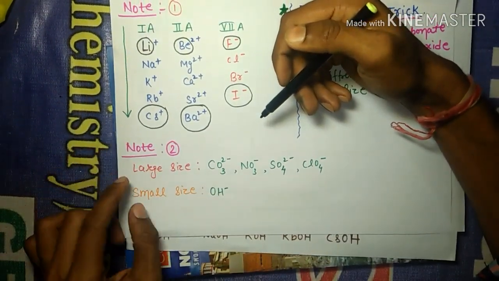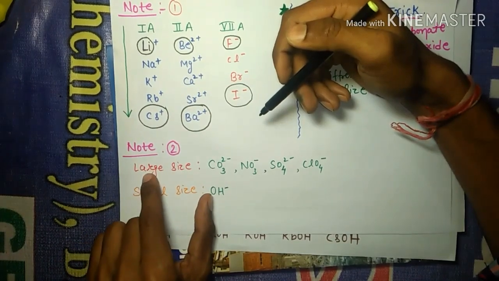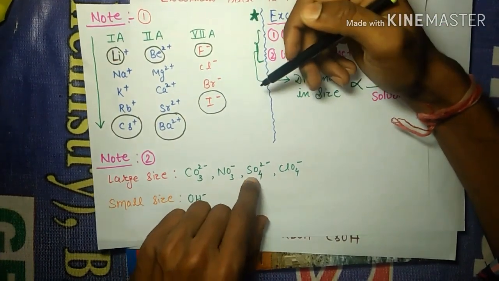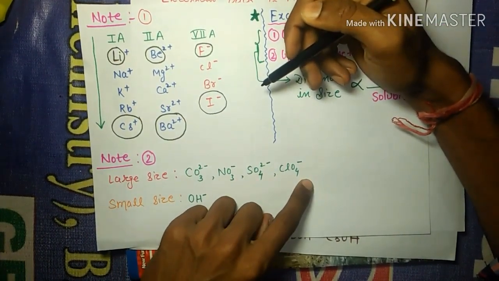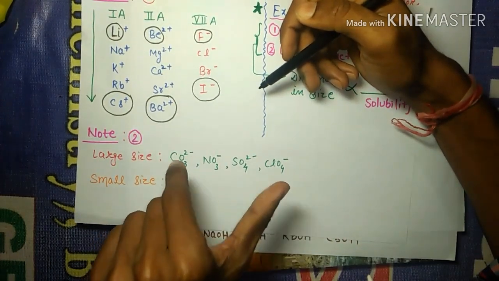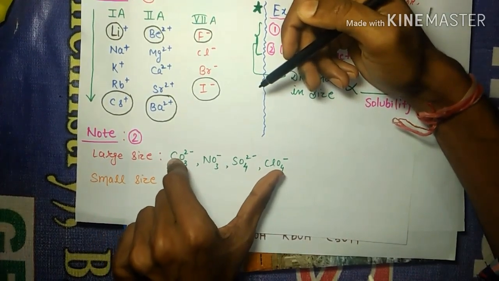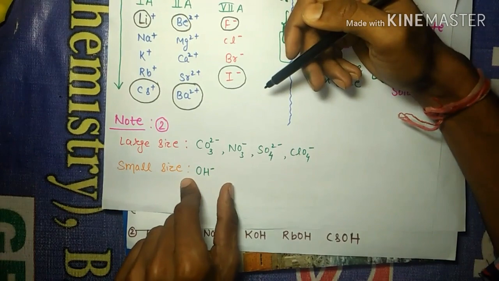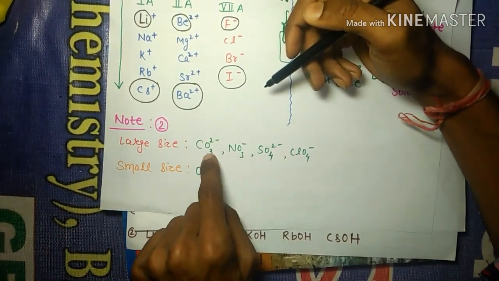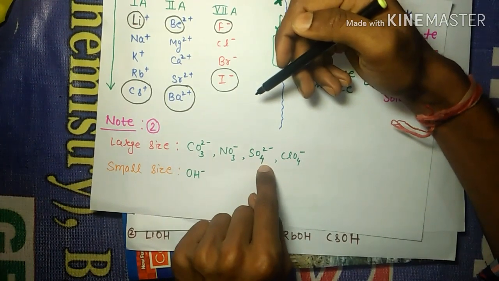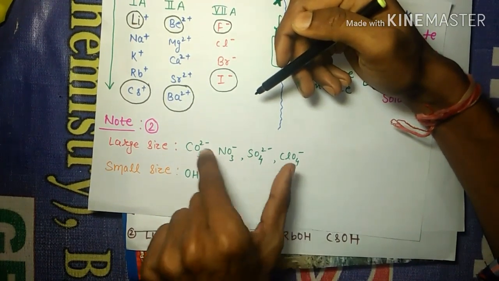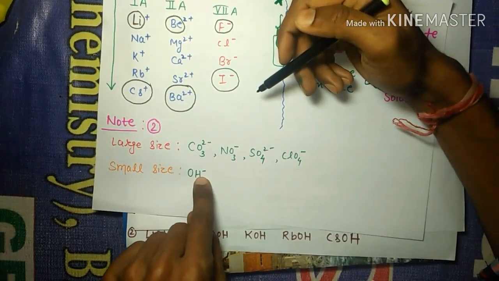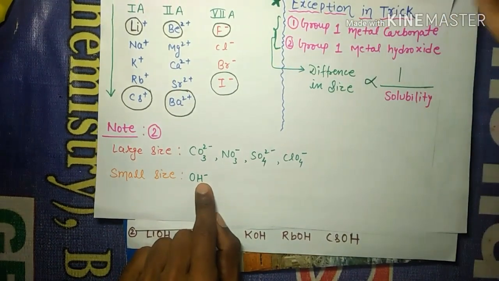We have to remember large sizes and small sizes. In the large size category we have CO3 2 minus, NO3 minus, SO4 2 minus, ClO4 minus. We have taken all of these in the category of large size. And in the small size, OH minus is a small size. In comparison to this, CO3 2 minus, NO3 minus, SO4 2 minus, ClO4 minus belong to large size, and OH minus belongs to small size.